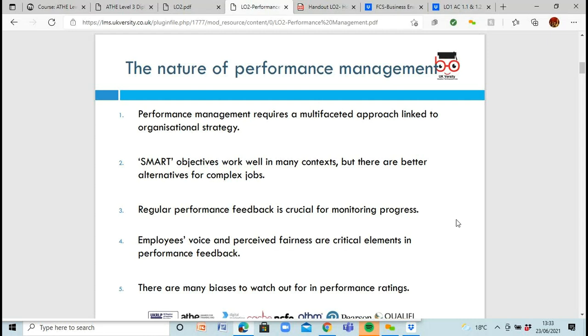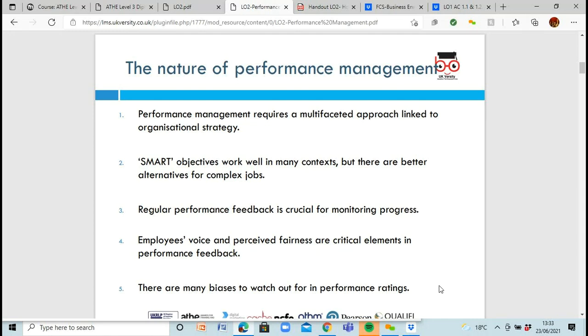Then you've got regular performance feedback, and this is especially crucial for monitoring how the progress is going. So again, rather than having one performance feedback system in place where you only meet once a year, do it every few weeks, do it every few months, where you're meeting constantly. Then you've got the employee's voice and perceived fairness, and how these are critical for performance feedback. So you're listening to what your employee is saying, and you're checking to see, do you have fair expectations of this person?